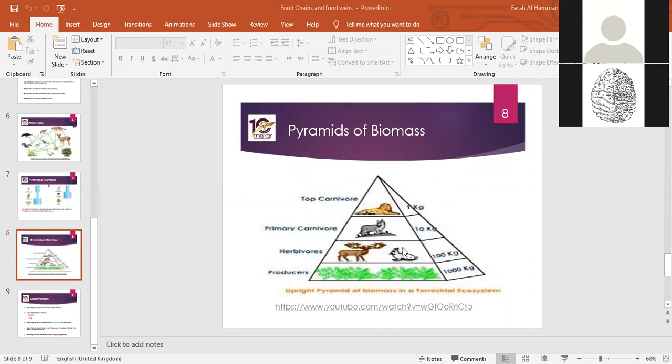I go to an area and I choose the area to be 6x5. You can choose the area to be 10x5, it doesn't matter. And then I take all of the rabbits I find in that area and I measure their mass. It will be called the biomass of rabbits.